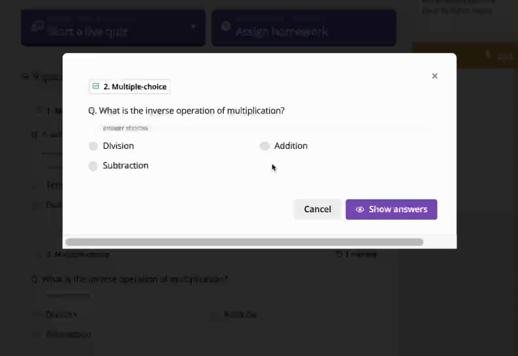Yes, I see it. Okay, what is the inverse operation of multiplication? Division. Division. Excellent.